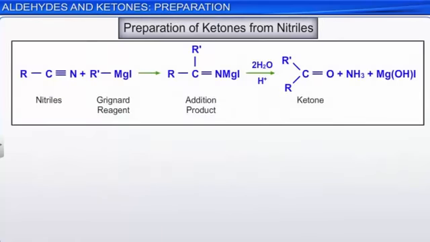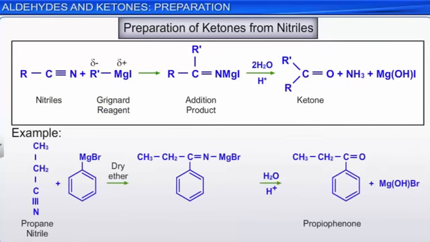Ketones, on the other hand, can be prepared by treating a nitrile with the Grignard reagent followed by hydrolysis. For example, propiophenone can be prepared by treating propane nitrile with phenyl magnesium bromide in ether followed by hydrolysis.